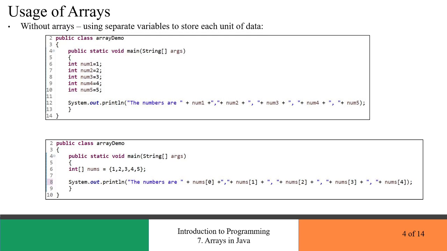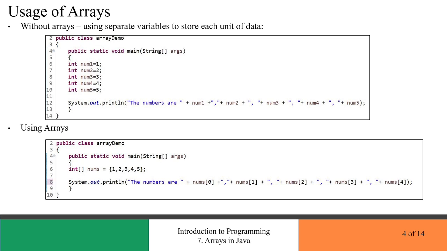The first program uses 5 variables of names num1, num2, num3, num4 and num5 to store the numbers 1, 2, 3, 4 and 5. Finally, we are displaying the numbers using a print statement as the numbers are 1, 2, 3, 4, 5. Let us try to write the same program by using a single array variable in place of the 5 different numerical variables.